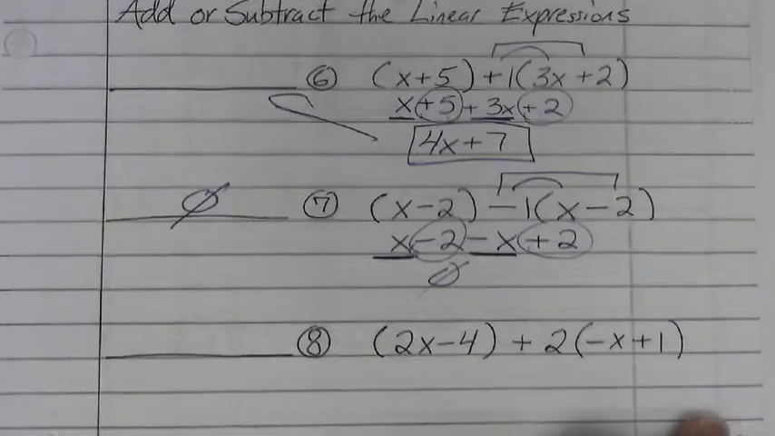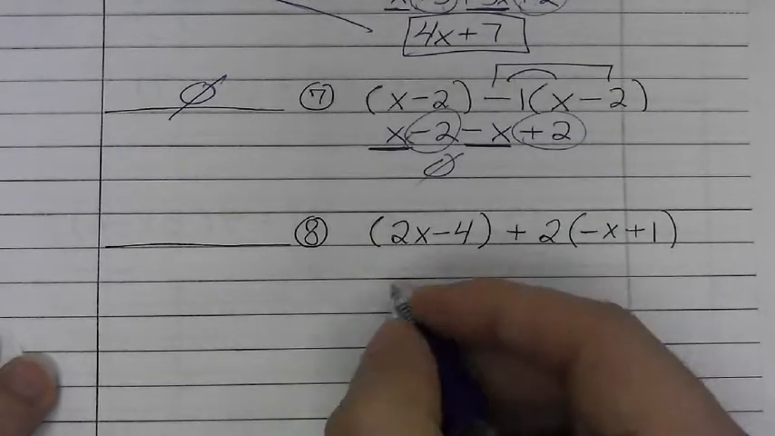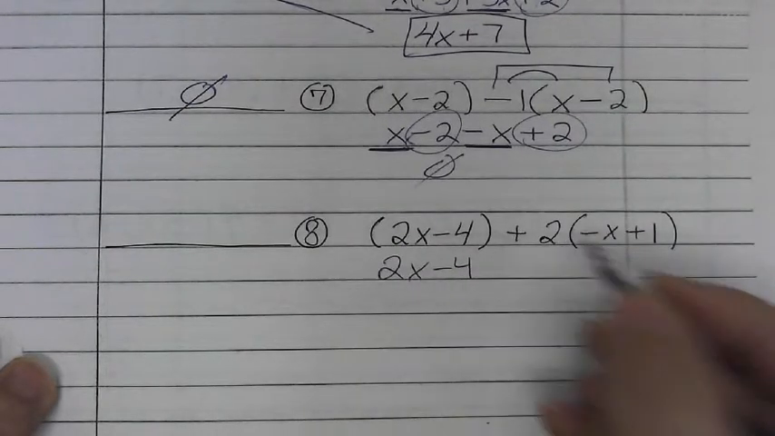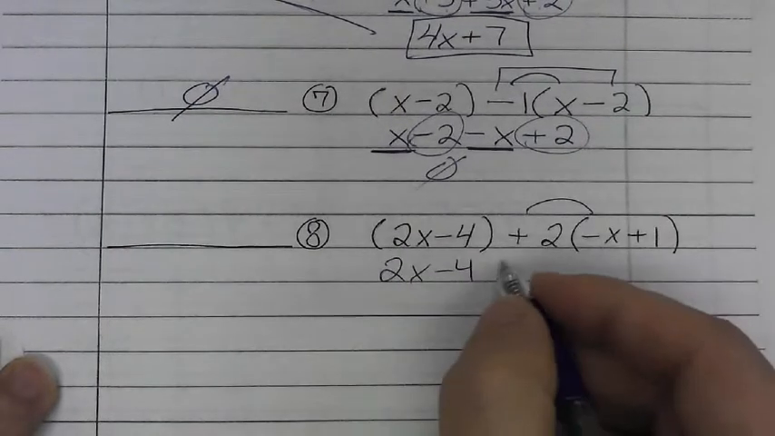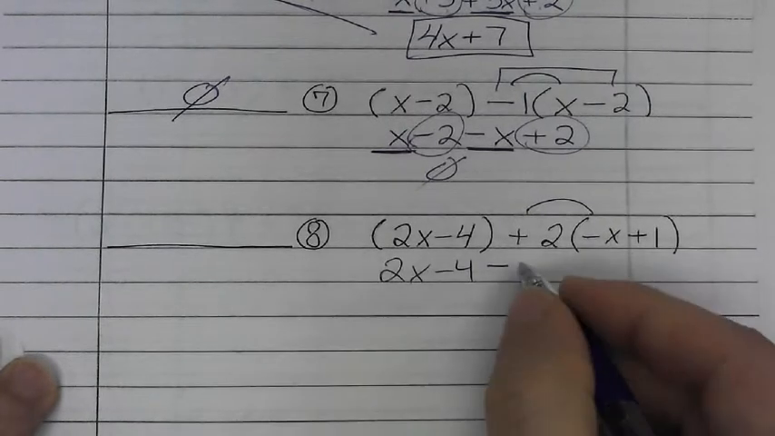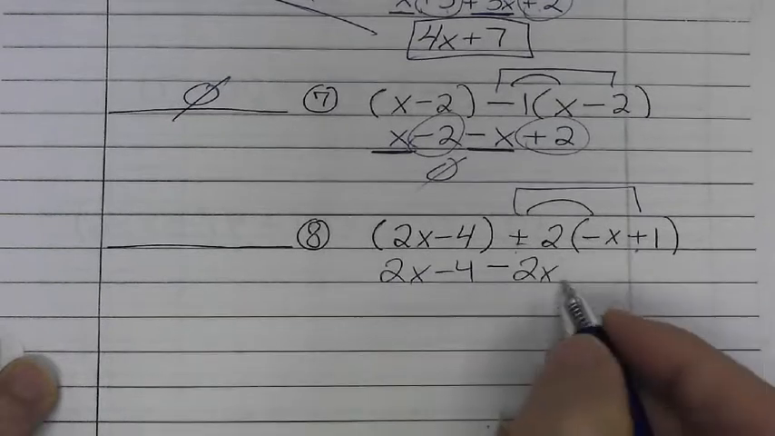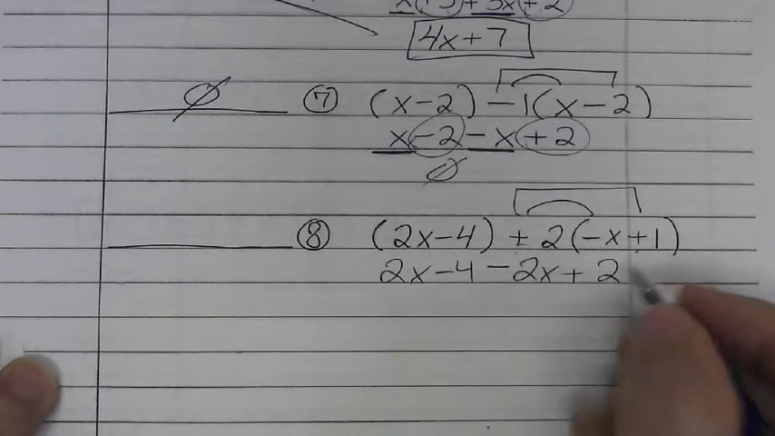For this one right here, slide the paper up, I've got 2x minus 4. Here I have a number, so I don't put a 1 in there. Signs are different, so I have a minus. 2 times x is 2x. Here, signs are the same, so I have a plus, and 2 times 1 is 2.